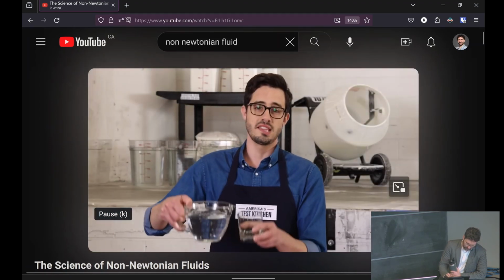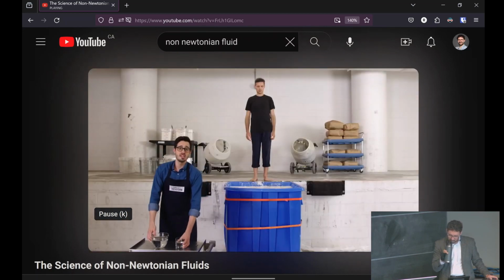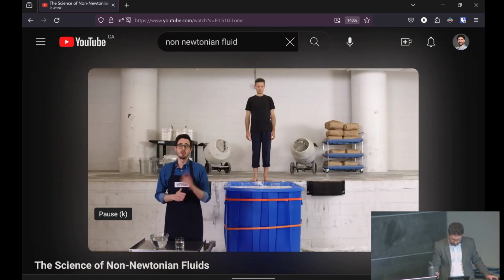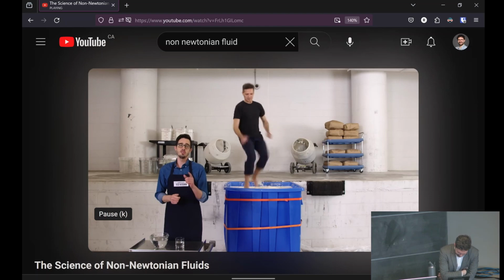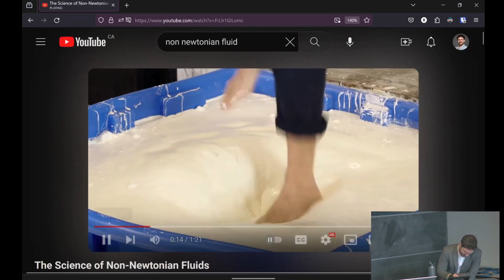Not all liquids behave like this water, which pours exactly the same every single time. Some liquids change drastically depending on what we do to them. Go, Joe. Joe is running on top of a mixture of cornstarch and water. It's a liquid, but it acts like a solid when we apply force to it.